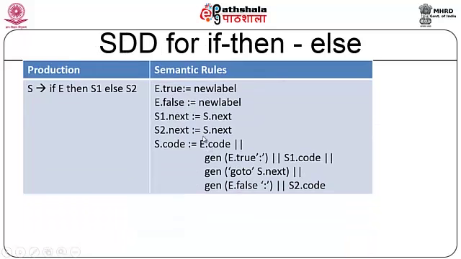So, first you generate E.code, followed by E.true, that is the next label, and then in that label you evaluate the code corresponding to S1, followed by you issue a goto S.next using gen. Gen again generates three address code to the stream, as opposed to emit, where emit will generate to an output file. And then you generate a label corresponding to E.false and then you evaluate the code corresponding to S2. Now, after S2, this assignment here will ensure that your code flows to the next statement corresponding to S. So, that is what we have here as the SDD corresponding to if-then-else.